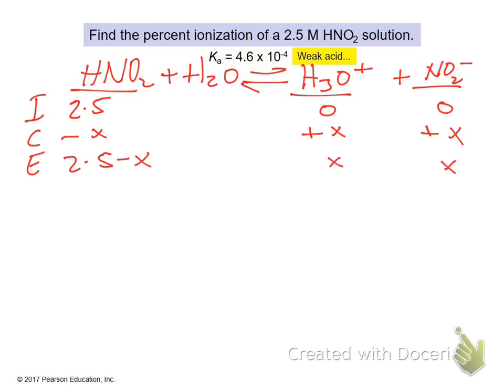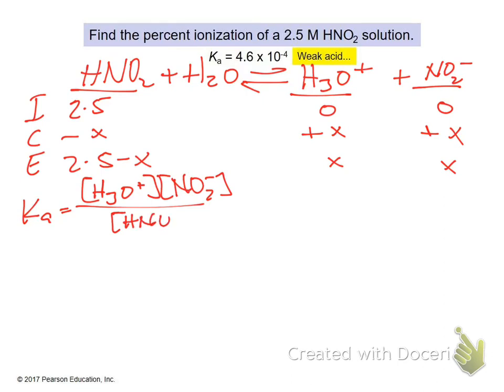All right, and then we generate the Ka expression. Ka equals H3O plus concentration times the concentration of the conjugate base divided by HNO2. All right, and we're given the Ka value here, which is 4.6 times 10 to the negative fourth.